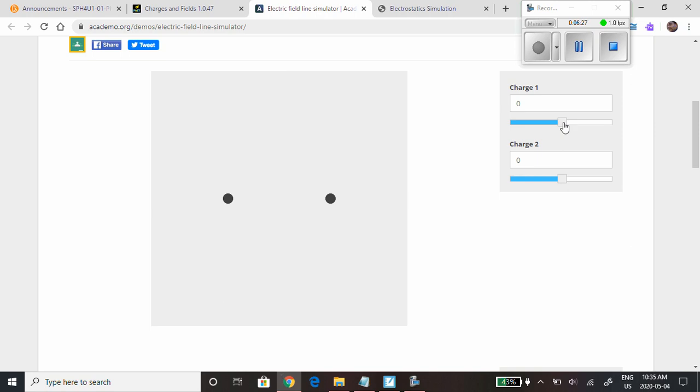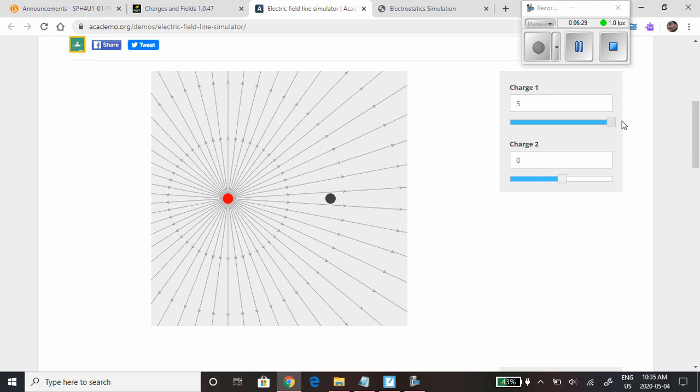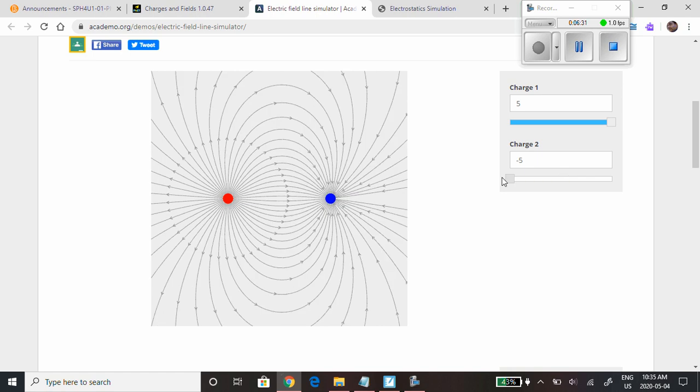So let's go to positive 5 now and negative 5. Very different arrangement as the electric fields overlap with each other, add together to produce this resultant electric field. All right, so play around with that. It's kind of fun.